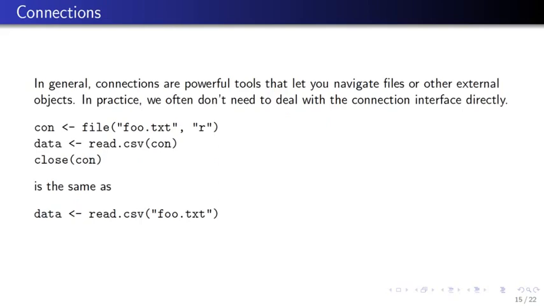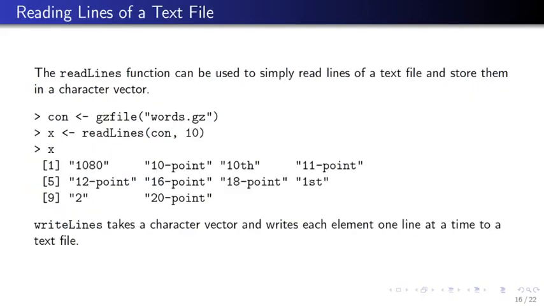Connections can be very powerful, and they can let you navigate files and other external objects in a more sophisticated way than just reading the whole thing, for example. In general, you don't have to deal with the connection interface in many cases, but sometimes it's useful. So for example, here I've got a simple example where I'm opening a file connection to some file called foo.txt. I'm going to open it for reading. I can call read.csv on the connection, and that by default will just read the entire file. Then I can close the connection. So that three-line process is the same as just calling read.csv on the file. In this case, there was no need to use the connection to read the file.